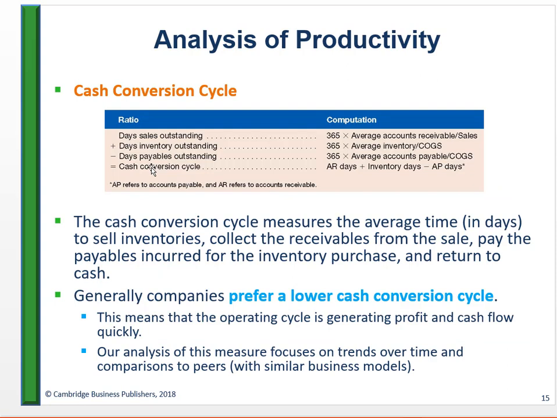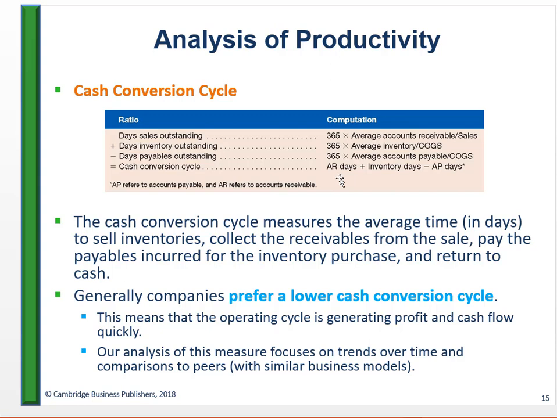Cash conversion cycle, I mentioned just a moment ago. Be familiar with these ratios, with these numbers. Days sales outstanding, we're going to take 365 times average accounts receivable divided by sales. And we're going to do the same thing with inventory, only we're going to use cost of goods sold in the denominator. We're going to take accounts payable, use cost of goods sold in the denominator. And then our cash conversion cycle equals our accounts receivable days plus our inventory days minus our accounts payable days.